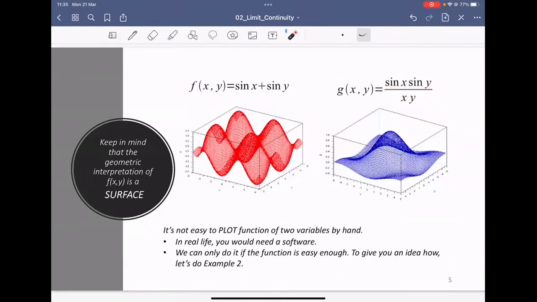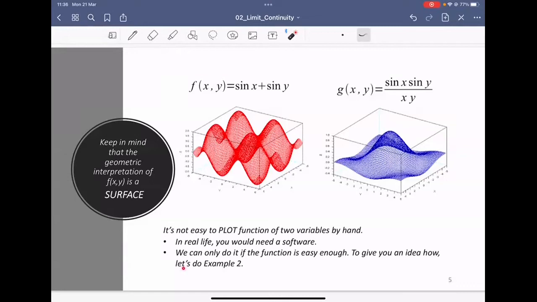So basically, I told you that in order to get a plot of the function, you need software. The software that you can get easily is Mathematica or Wolfram Alpha. If you go to wolframalpha.com, just Google it, and put this function into Wolfram Alpha, you're going to get this picture, and that will be the picture of sine x plus sine y. Interesting.